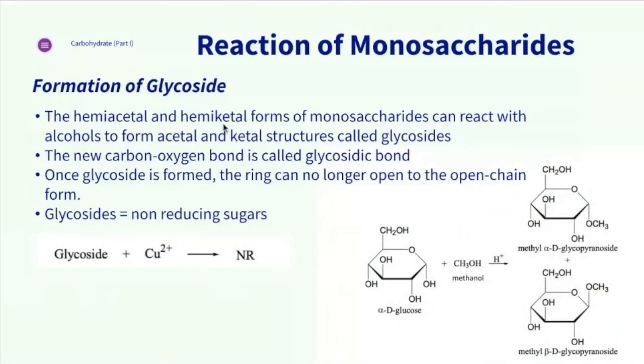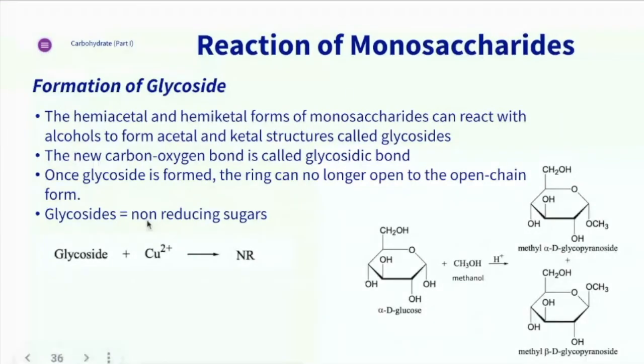And the last one is the formation of the glycoside. So the hemiacetal and hemiketal form of monosaccharide can react with alcohol to form the acetal or ketal structure, which we call a glycoside. So a new bond is formed by the glycosidic bond. And once the glycoside is formed, the ring can no longer open to the open chain. So when it is cyclic, it has no exposed carbonyl to be oxidized.